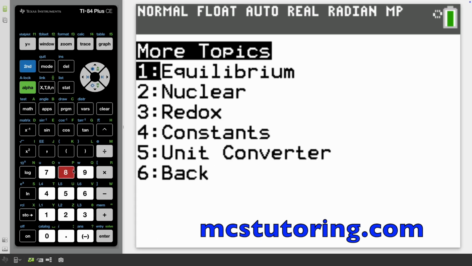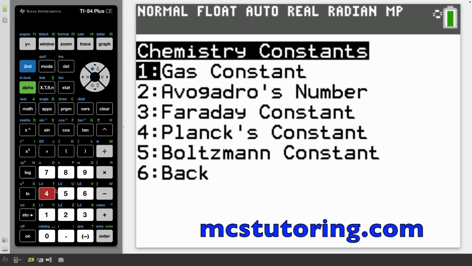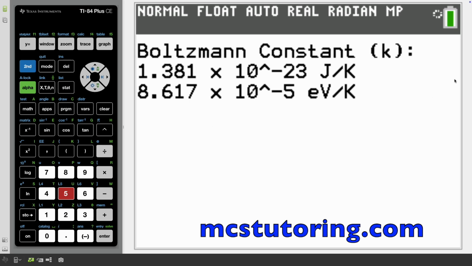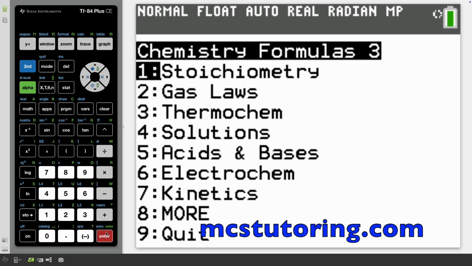Let's go to the constants. So you've got the gas constant, Avogadro's number, Faraday constant, Planck's constant, and Boltzmann constant. I don't even know what that is. Let's look at it. It's 1.381 times 10 to the negative 23rd joules per Kelvin, or 8.617 times 10 to the negative 5th eV per Kelvin. Okay, good. Now I learned something, maybe.